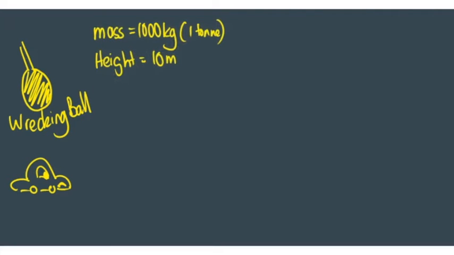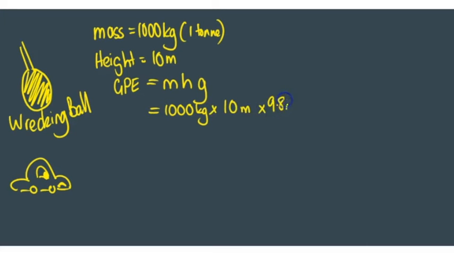So we design this wrecking ball with a mass of 1,000 kilograms, and we're going to drop it from a height of 10 meters. We calculate its gravitational potential energy as this: its mass times its height times gravity, which equals 1,000 kilograms times 10 meters in height times 9.8 meters per second squared for gravity. That equals 98,000 kilojoules of energy that the wrecking ball is going to have before it drops.